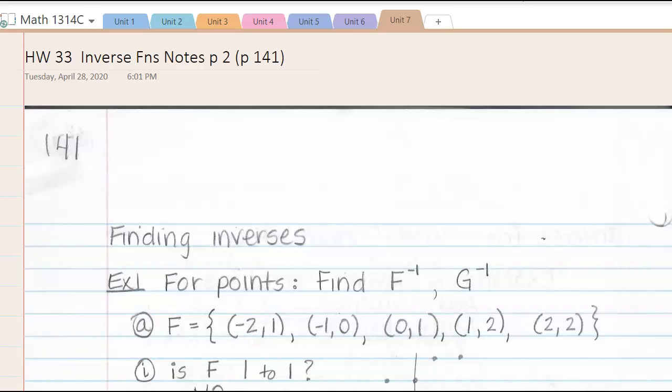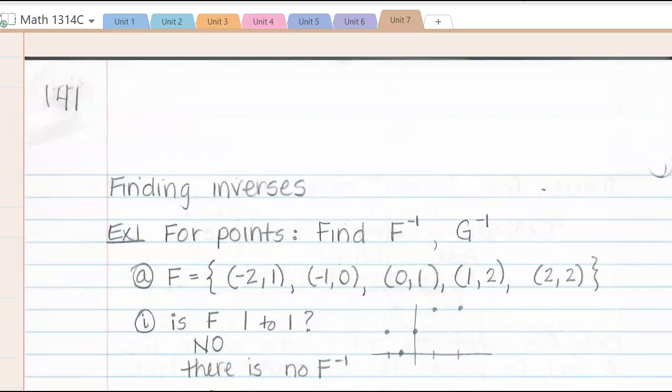This video will cover the second page of notes for the topic of inverse functions. Let's try finding inverses. For example number 1, let's say we have points, and our job is to find the inverse of f and the inverse of g.